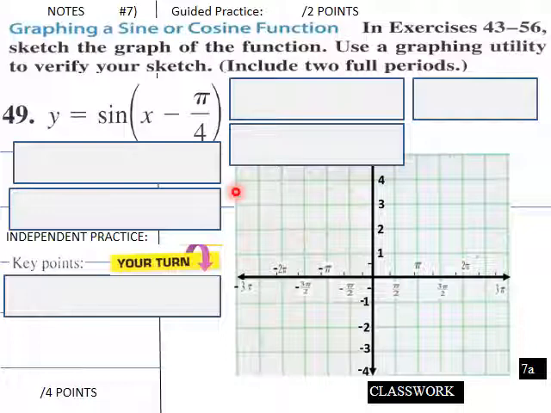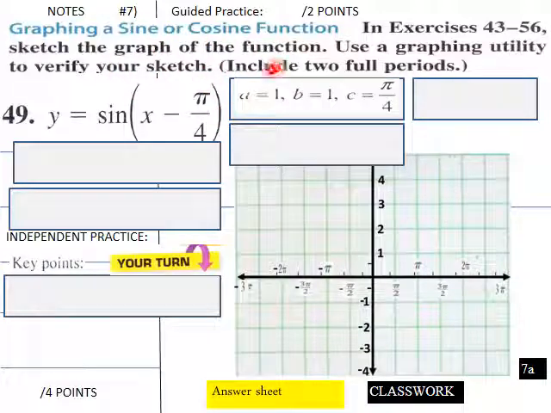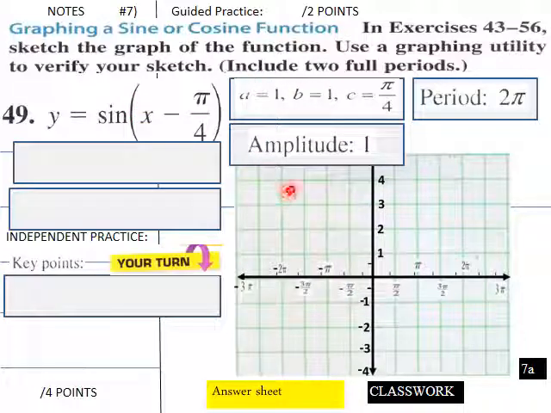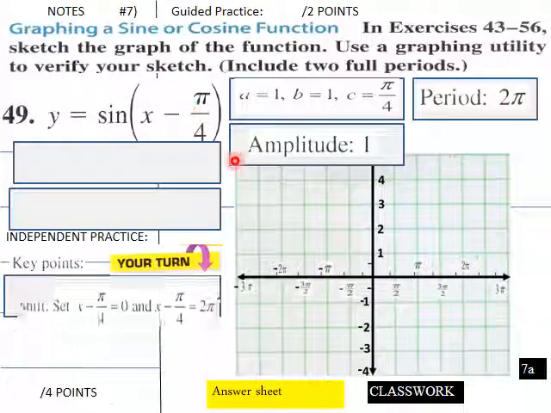Okay, let's try one. So we got y equals sine quantity x minus pi over 4. Sketch the graph, then use the graphing calculator to verify your sketch. Include 2 full periods. So a equals 1, b equals 1, then c equals pi over 4. And then our period here will be 2 pi, because we have 2 pi over 1, b equals 1. And then the amplitude will be 1 here.